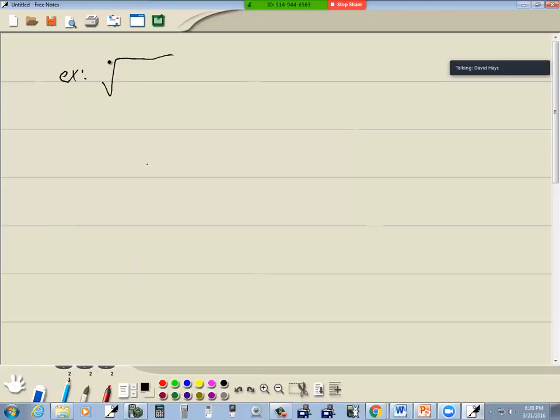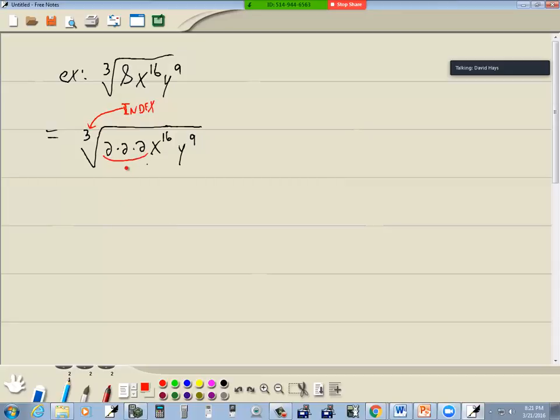And I made up a cube root of 8, x to the 16th, y to the 9th. Now number-wise, you treat it just like before. 8 is 2 times 2 times 2. Now to simplify this one, the number in this slot right here, that's our index. Our index is now equal to 3. Which means instead of looking for a pair of somethings, we're looking for a set of 3 of something. Well, here I got 3 2's. So those 3 2's are going to come out in front as a single 2.